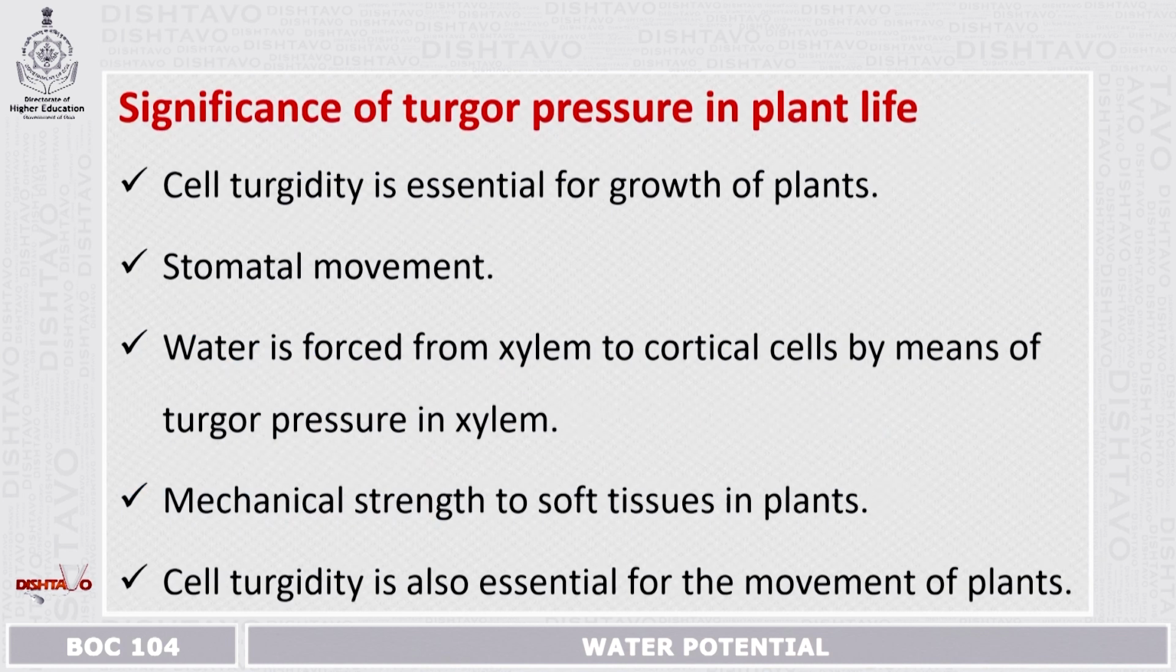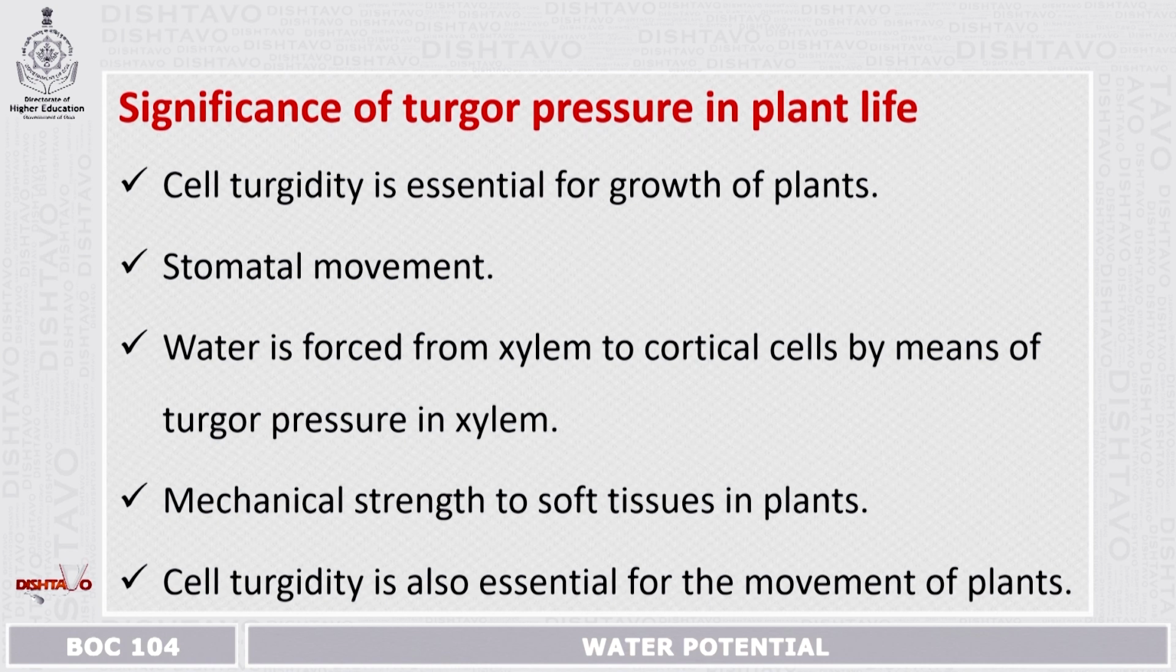Significance of turgor pressure in plant life. Cell turgidity is essential for the growth of plants. It helps in the expansion of the cells and hence brings about the growth of the cells. It also helps in the stomatal movement, that is, the cyclic turgidity and flaccidity of the guard cells bring about the opening and closing of the stomata.